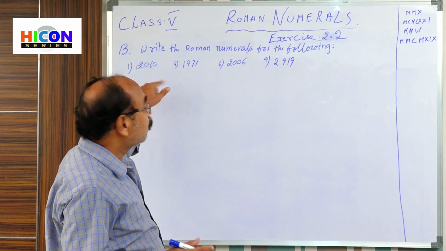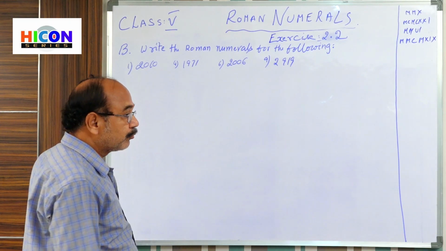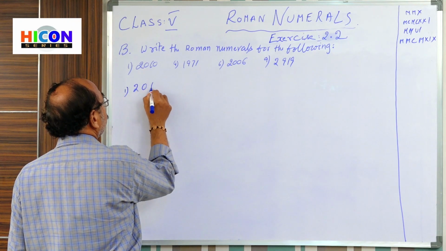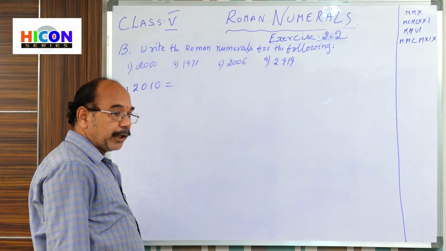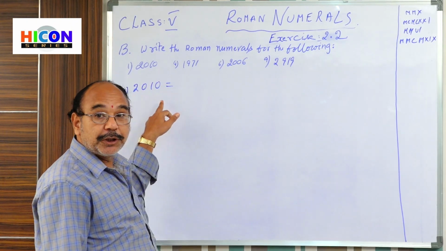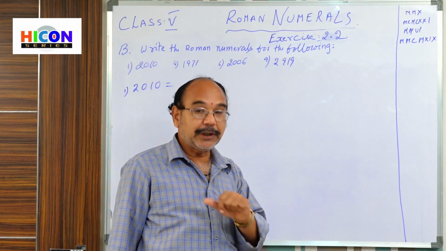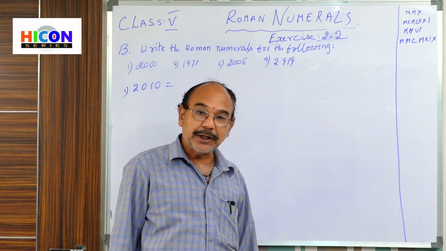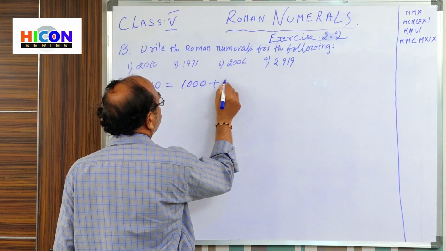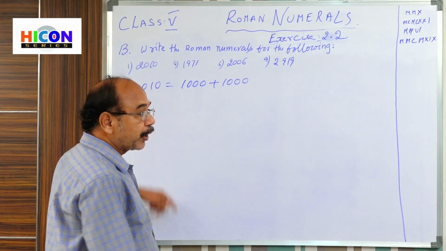See, the first one is 2010. Here, there are 2000s. That means 1000 repeated 2 times, and we have a particular letter for 1000. What is that letter? So here, 1000 plus 1000 is 2000. Next, what is there? 10.